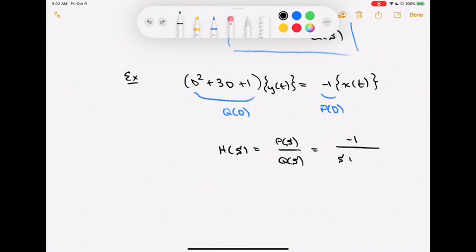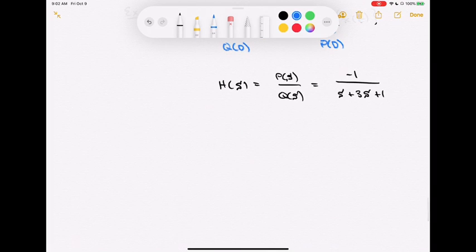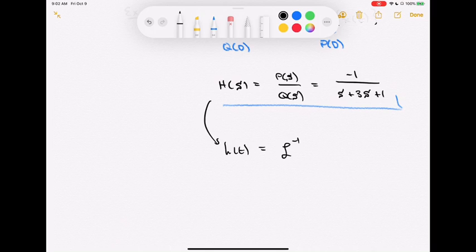And I'm going to have a plus 3s, and I'm going to have a plus 1. Okay, so really, really fast and simple way to get this transfer function. Now, if I wanted to get the h of t, I would just take the inverse Laplace transform of that guy, minus 1 over s squared plus 3s plus 1. I forgot my squared up there somehow.